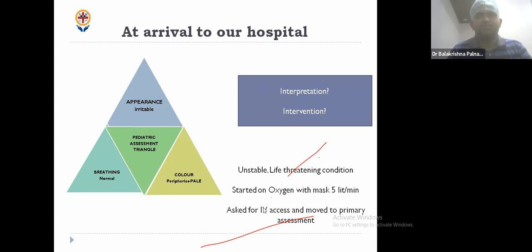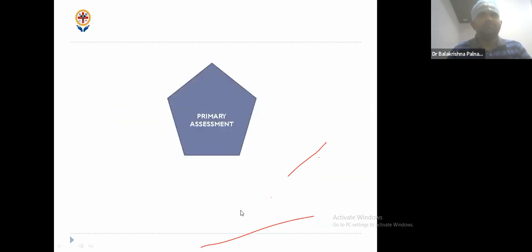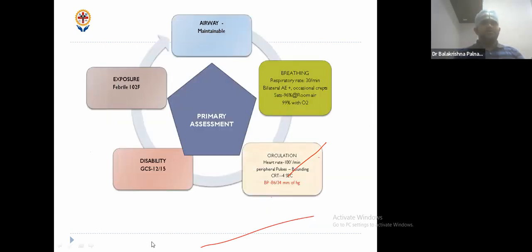Obviously, we should start O2 at 5 liters and ask for IV access, and we need to do the primary assessment. So in the primary assessment, ABCDE: airway is maintained, breathing wise respiratory rate is 30 per minute, air entry is there, occasional crepitations, SpO2 was 96%, 99% with O2. Circulation wise, heart rate is 180 per minute, pulses are bounding, CRT is 4 seconds, blood pressure is 86 by 34 mmHg. In disability, your GCS is around 12 by 15, and he is febrile.